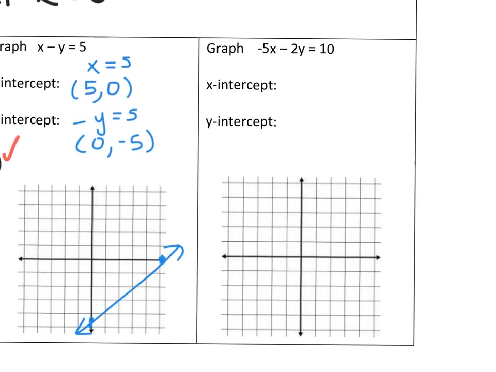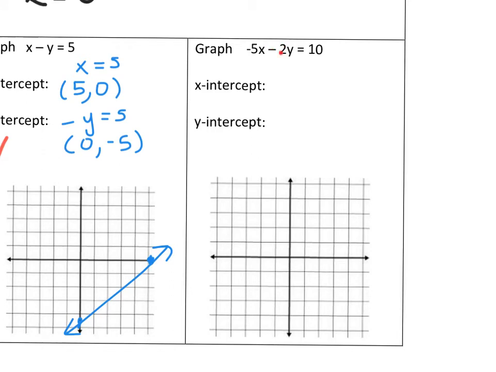Okay, for the second one, for the x-intercept, I set y equal to 0. So it's negative 5x equals 10, so x equals negative 2. My ordered pair is negative 2, 0. To find the y-intercept, I set x equal to 0. Now I have negative 2y equals 10, so y equals negative 5. Then I connect the dots, 0, negative 5 and negative 2, 0. That's why standard form is nice, because it's easier to graph.